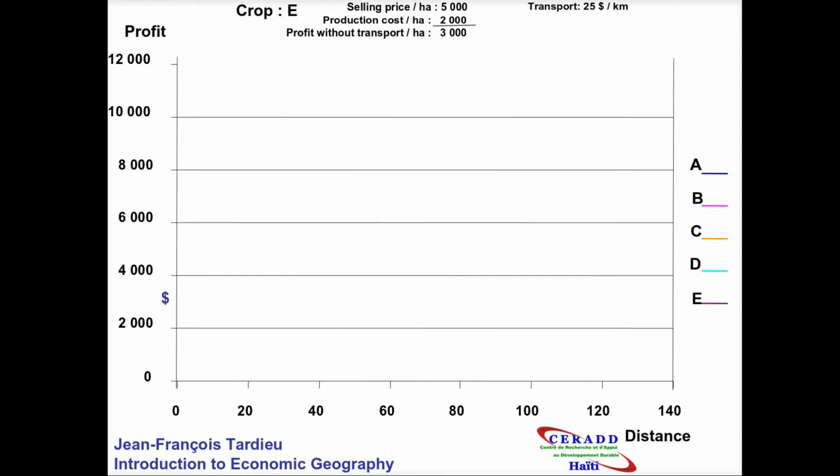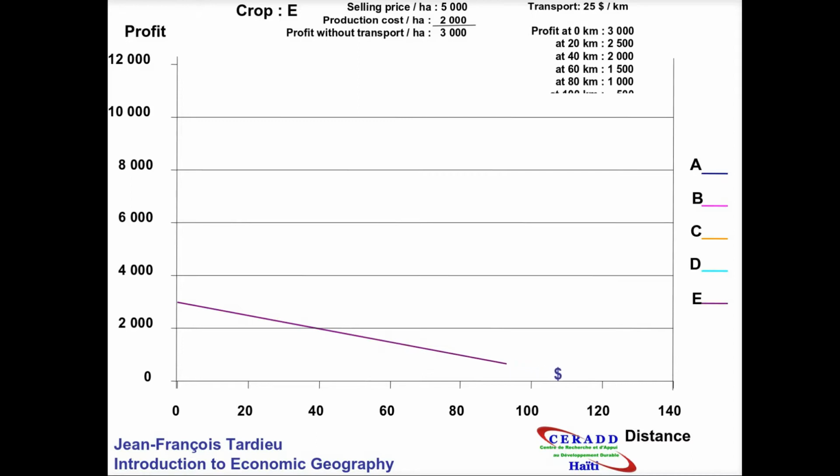This product will yield, cultivated in the neighborhood of the city, 3,000 monetary units. At 20 kilometers, 2,500. At 40 kilometers, 2,000. At 60 kilometers, 1,500. At 80 kilometers, 1,000. At 100 kilometers, 500. And at 120 kilometers, this product will not yield anything and no cultivators will practice it.